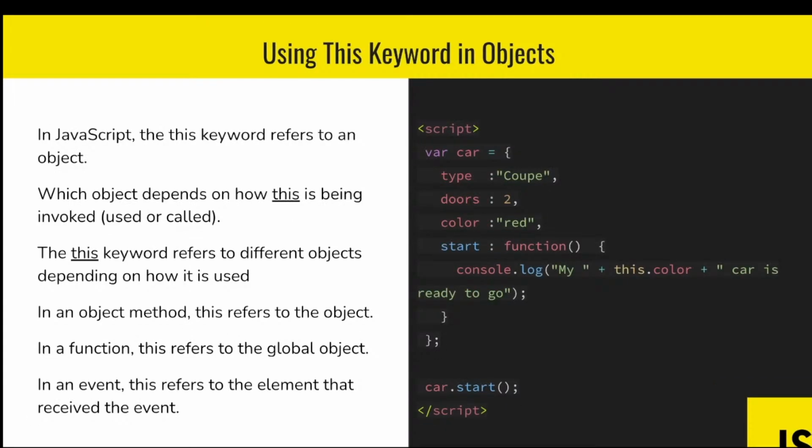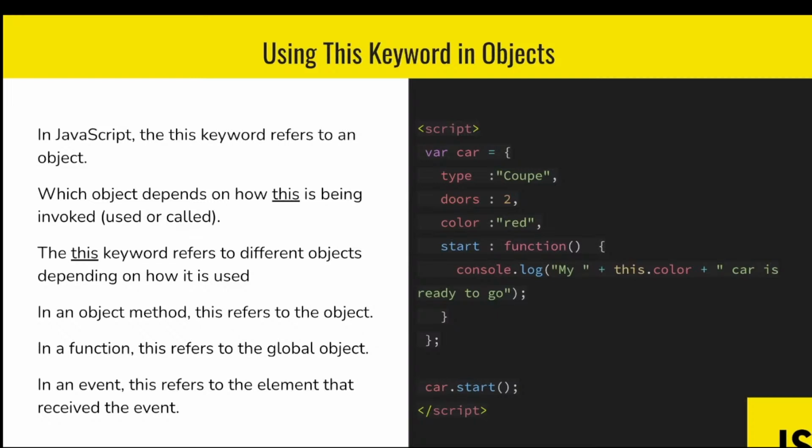The next thing we have here is using the this keyword in objects. The word this is very, very important in JavaScript, and is used in so many parts of the JavaScript environment. So you need to be careful when you are making use of it. This is the first time I'll be introducing the this keyword, or rather the word this.